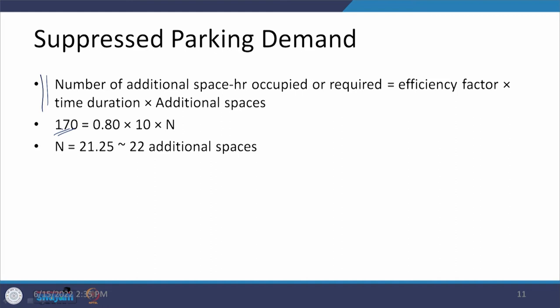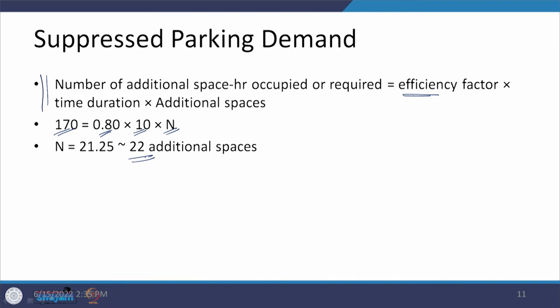The efficiency factor for garages is say 0.8. The time duration for which the data has been taken is 10 hours, and we need to find n spaces. So, if we use this, what we get is that 22 additional spaces are required so as to satisfy the requirement of those 50 vehicles which have been turned away during the time period of 10 hours. So, this is how the suppressed parking demand can be calculated.